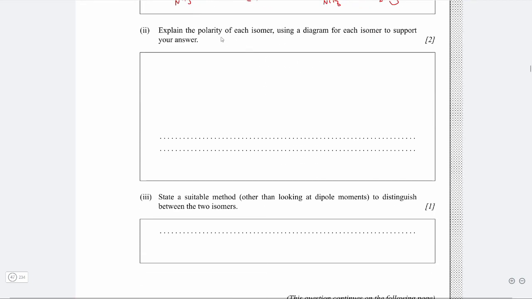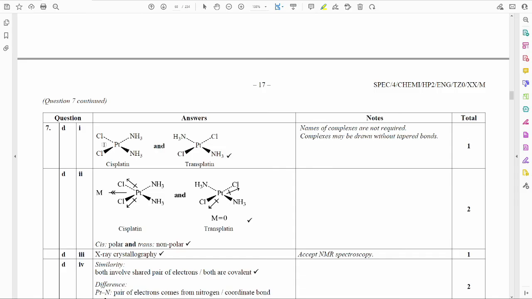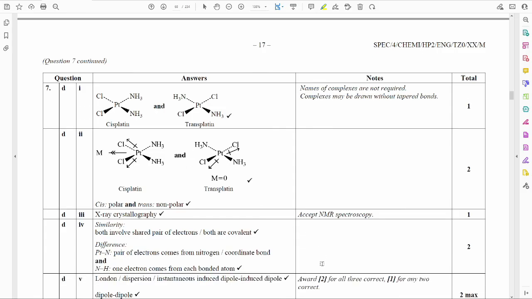Next one, explain the polarity of each isomer using a diagram to support your answer. Okay, so for this one, both chlorines pull equally in opposite directions. So this is non-polar, while for this one they have a net pull towards this direction, which makes this one polar. And that's also how they do it, yeah.